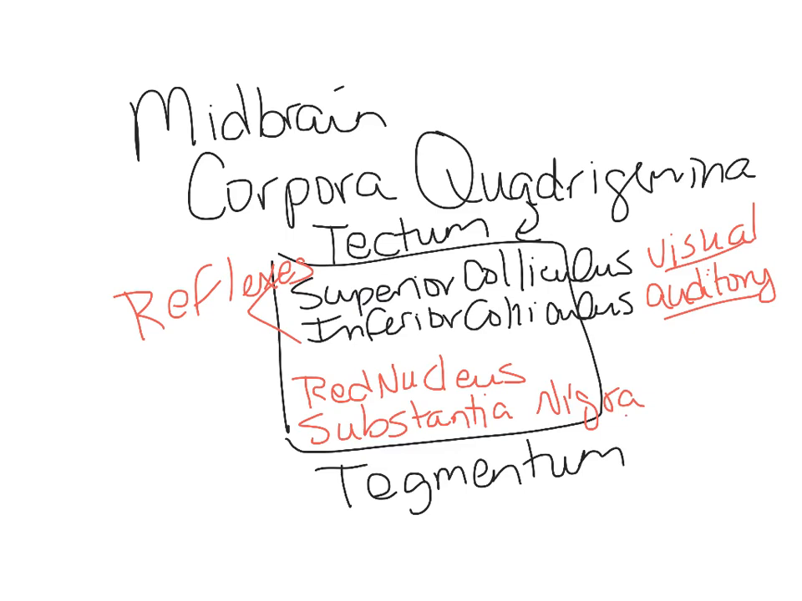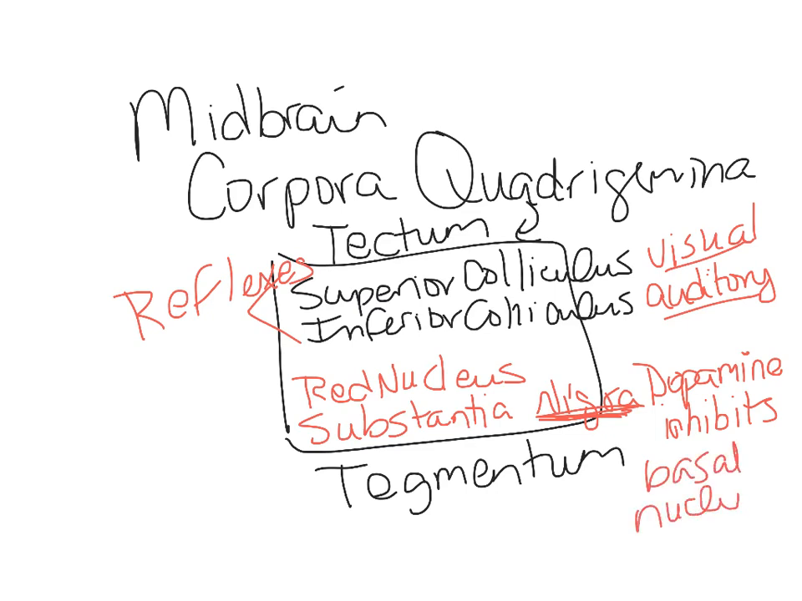The substantia nigra, nigra meaning black, is a very dark area, and the substantia nigra releases dopamine. Now, we've mentioned dopamine before as a neurotransmitter. Okay? Dopamine, we're going to see, inhibits this other area called the basal nuclei. So we'll talk about how that works when we get to the basal nuclei. Okay. So a person that has Parkinson's disease is not going to be secreting dopamine in the proper amount that they should be. All right. So that'll make more sense once we get to the basal nuclei and we talk about that.